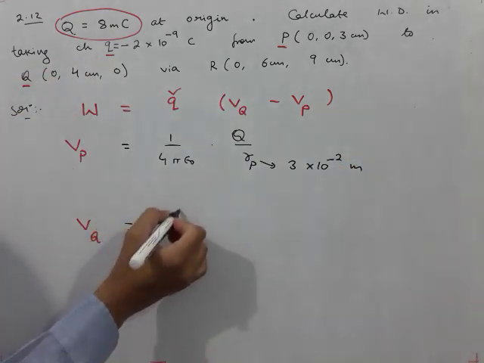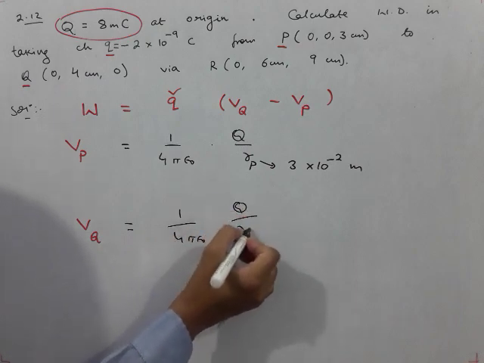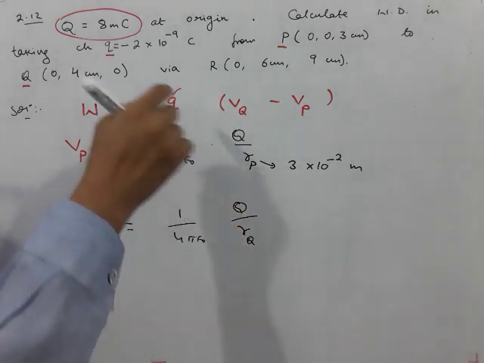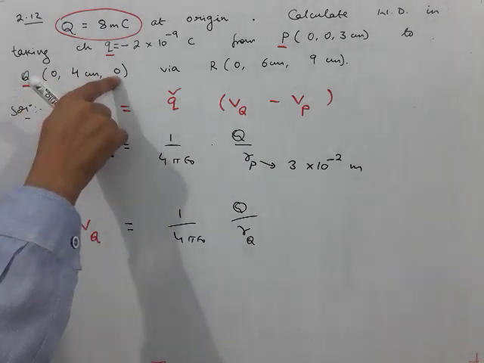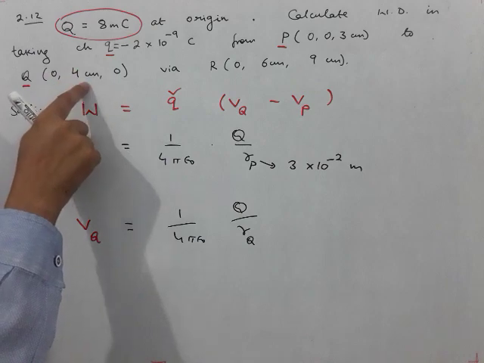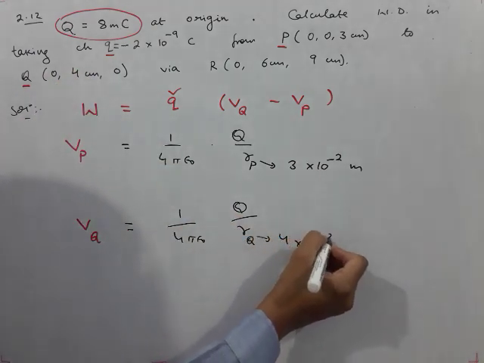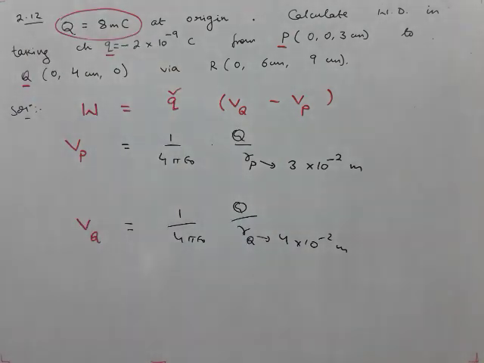Likewise, what is Vq? This is 1 by 4 pi epsilon naught Q upon distance of point Q. Now what is point Q? 0, 4, 0. So it is on which axis? Y axis. And what is its distance from origin? 4 centimeter. So rq is 4 into 10 to the power minus 2 meters. Now why is this given?